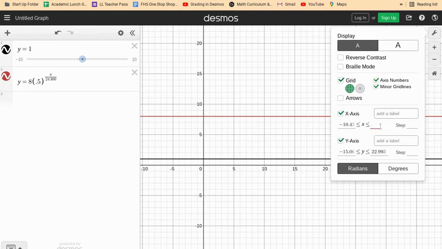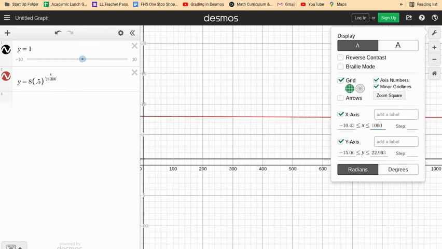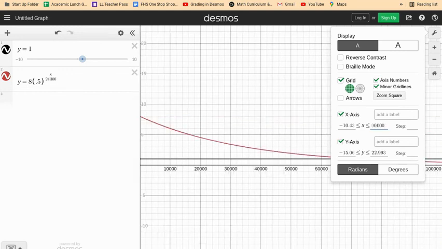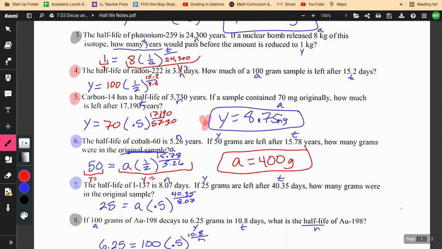Okay, what I basically do, especially if I have a really big number, is I just start with 1, and then I just start adding zeros until I see my intersection. And so now I can click on there and then find my intersection. So it happens in 72,900 years. Okay, so that is my answer for number 3. The time it takes is 72,900 years.